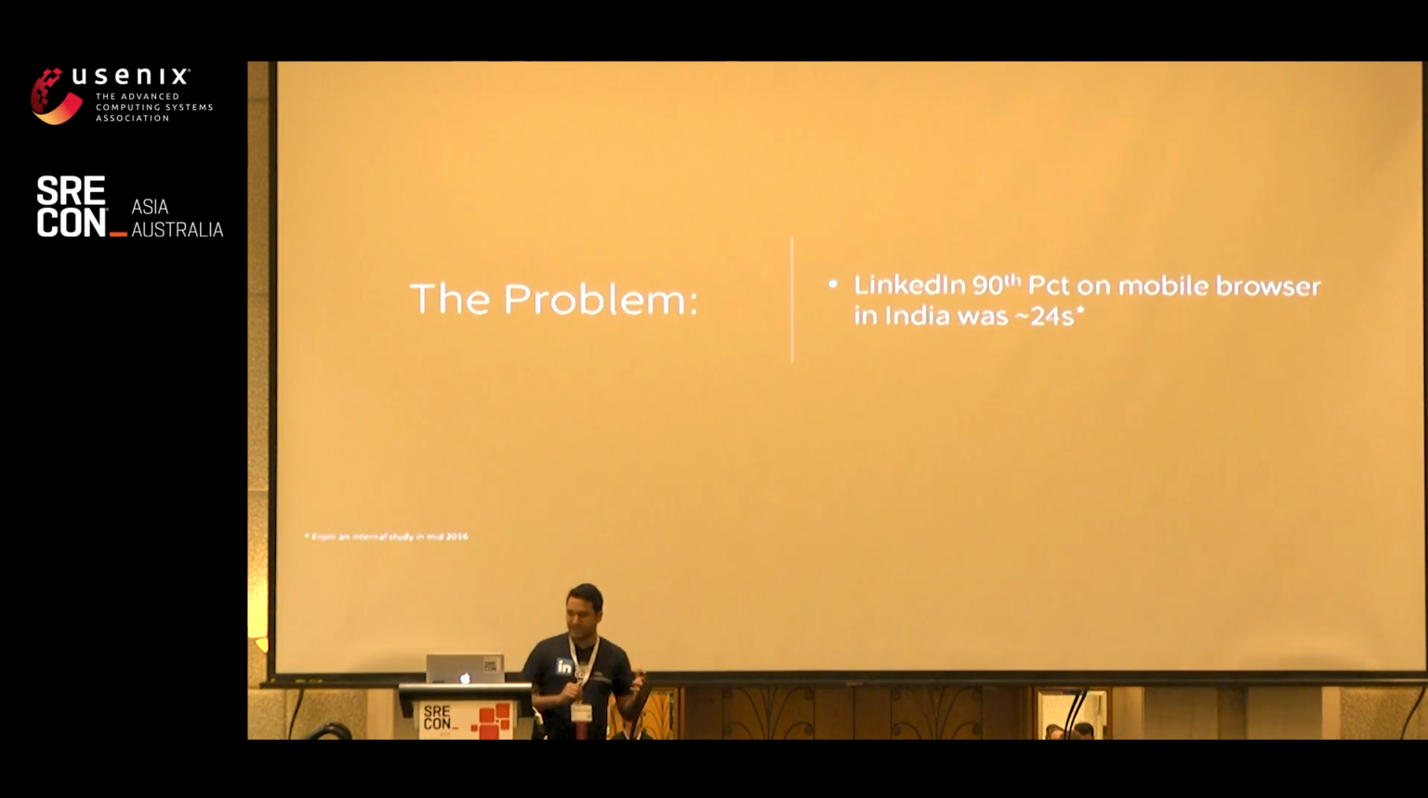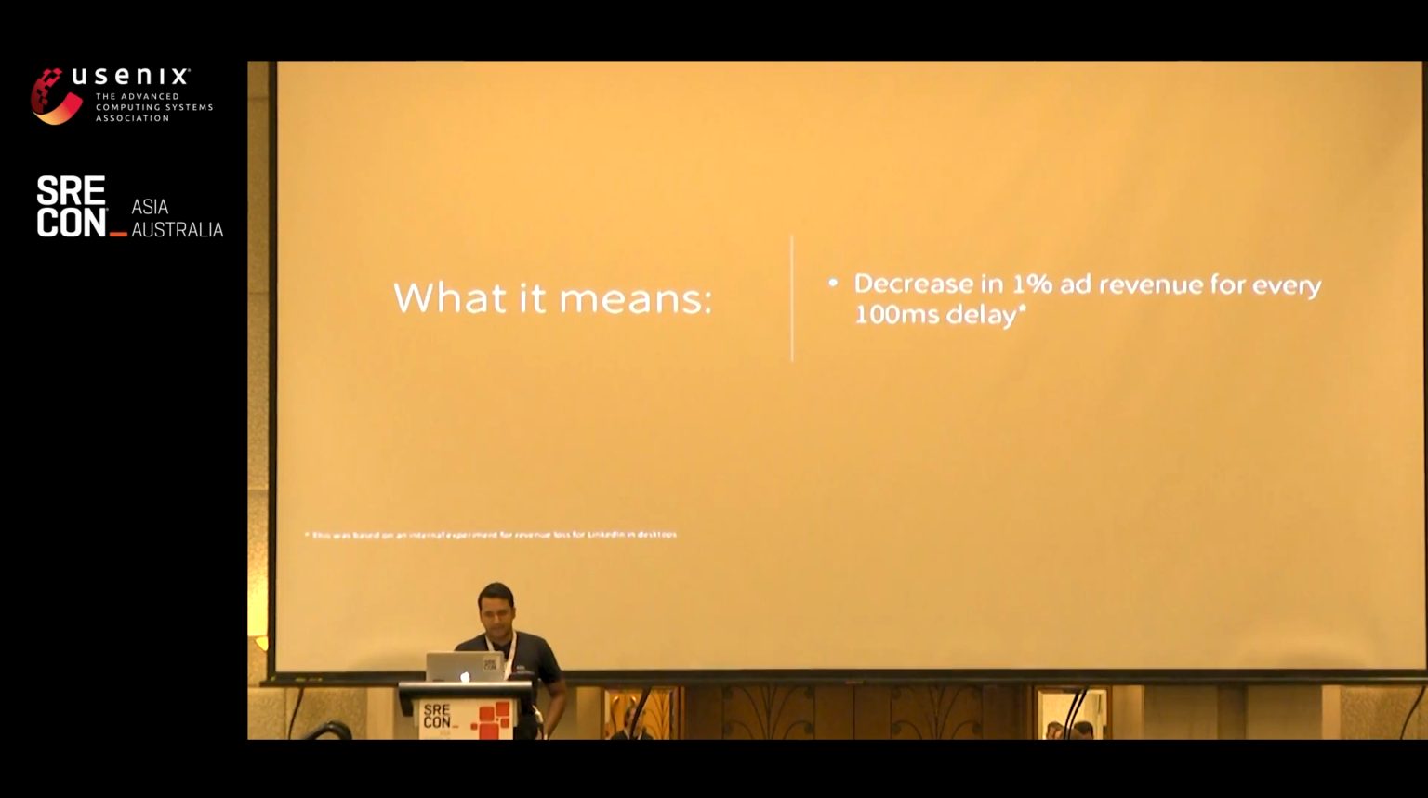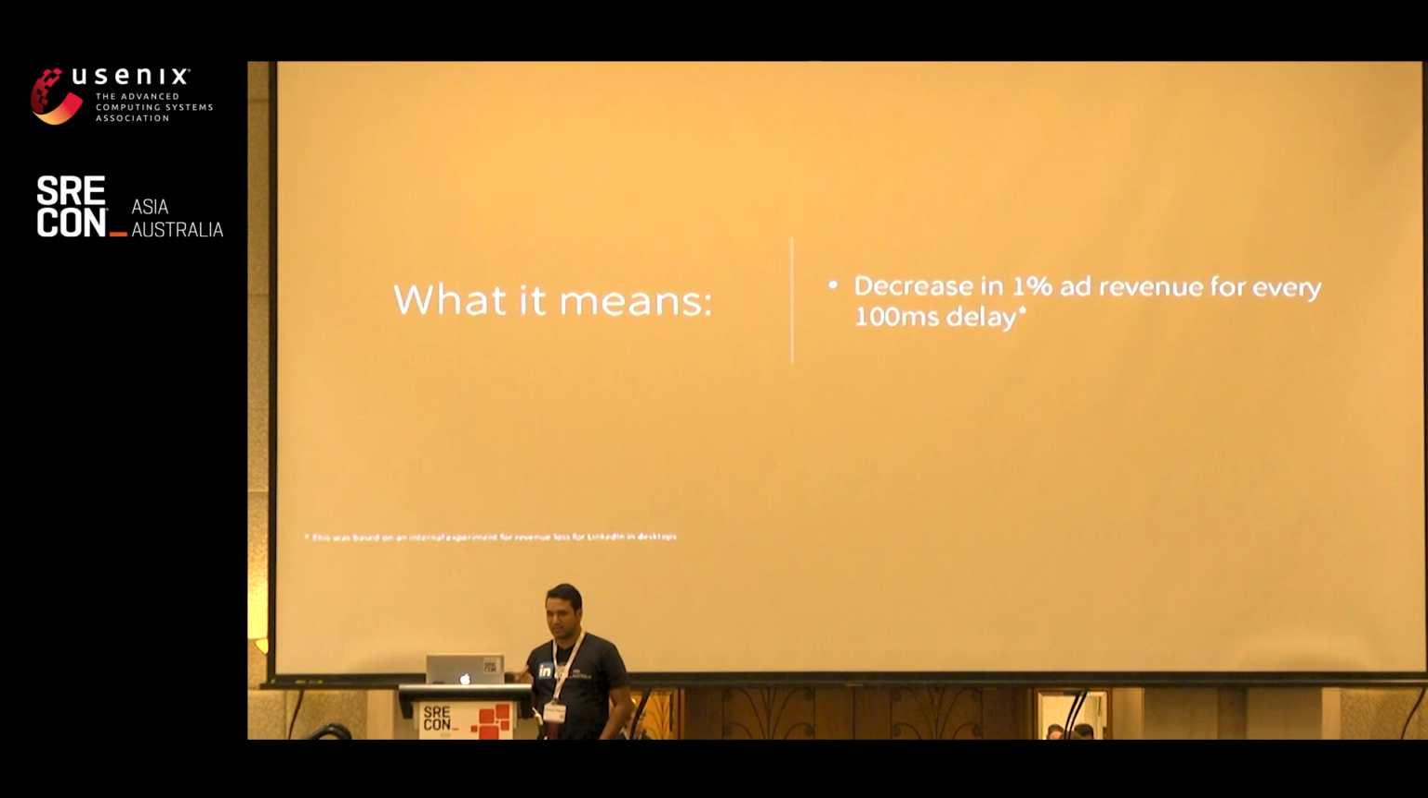this was an internal study conducted at LinkedIn, and it means that for every 100 milliseconds of added delay, we lose around 1% of our ad revenue. There are other reports from Amazon too, that they lose about 1.6 billion USD for a 1 second delay in their website. This was a public report. So with this in mind, how do we actually engineer a product which can serve very fast?